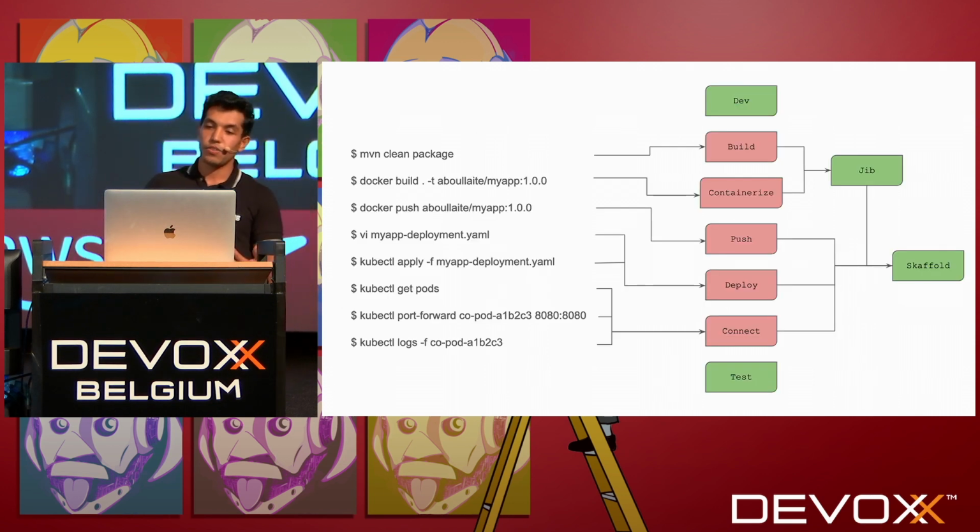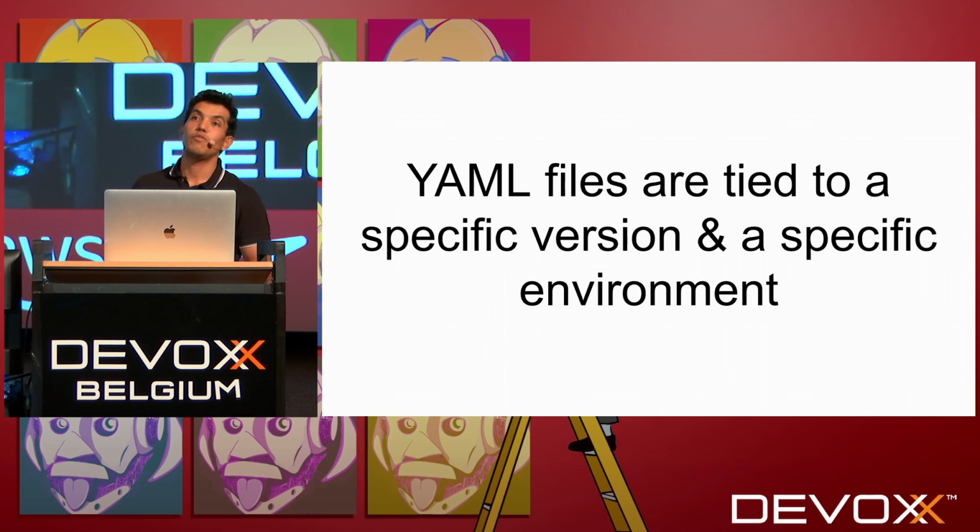So yeah, with Jib and Skaffold, we succeeded in reducing the changes to one step, and this step is at the very beginning, which is running skaffold dev, and then verifying the changes and enjoying the changes deployed automatically and continuously into our Kubernetes cluster. But there is another problem, which is YAML files.